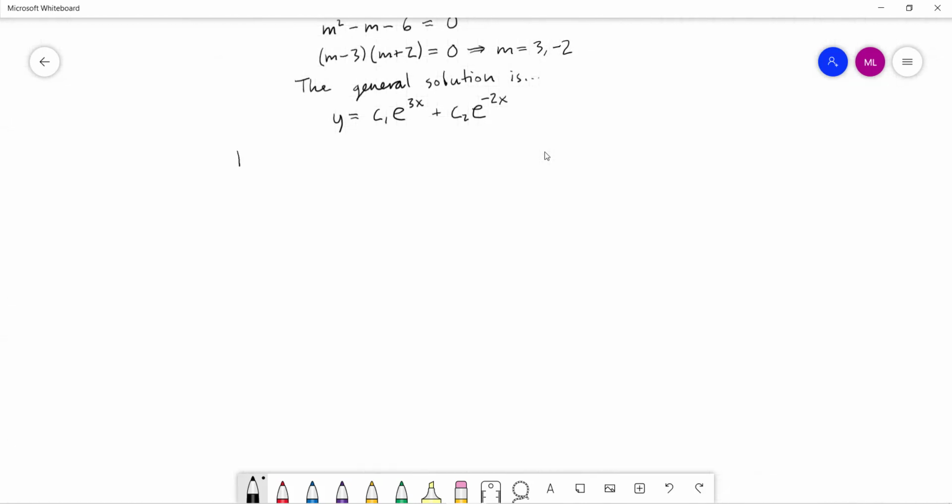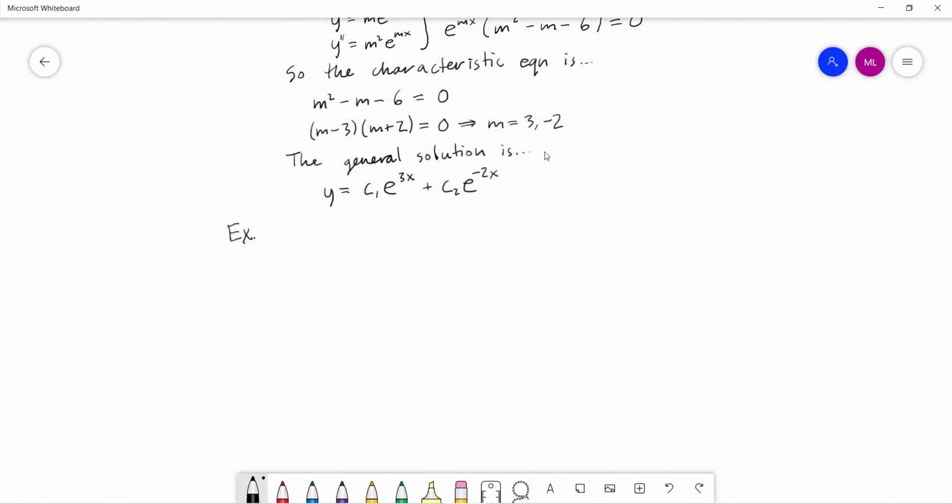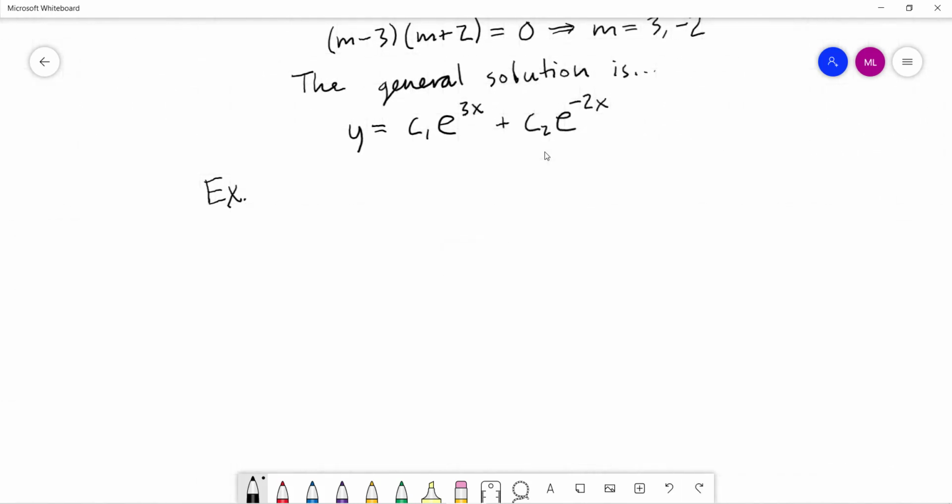Let's do another example. So the real distinct case is very easy. That's the one that we just did. What about a case where we don't get real distinct solutions? Let me think. Let's do y double prime minus 8y prime plus 16y equals 0. So here's another one. What are we going to get in this case?